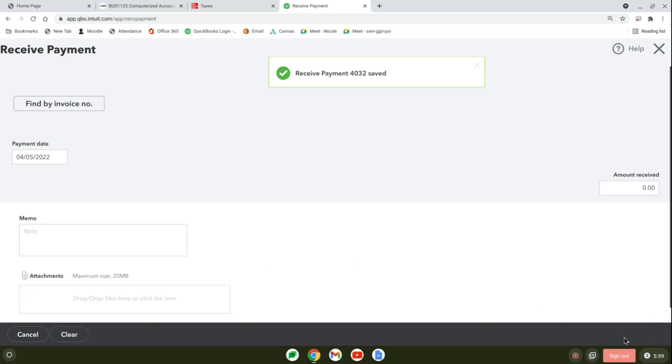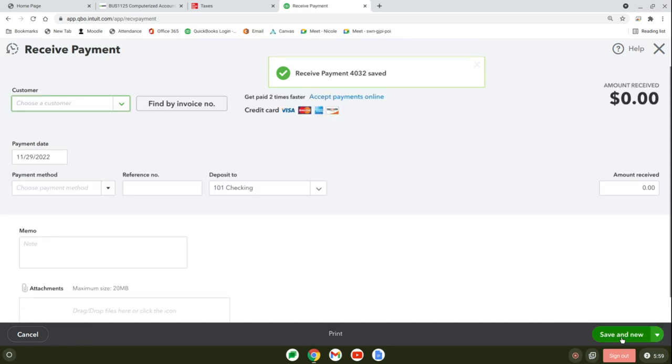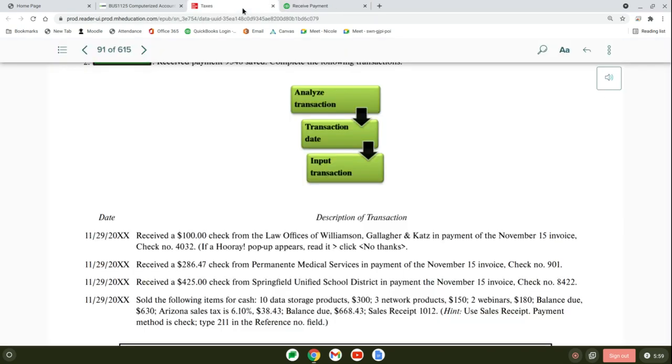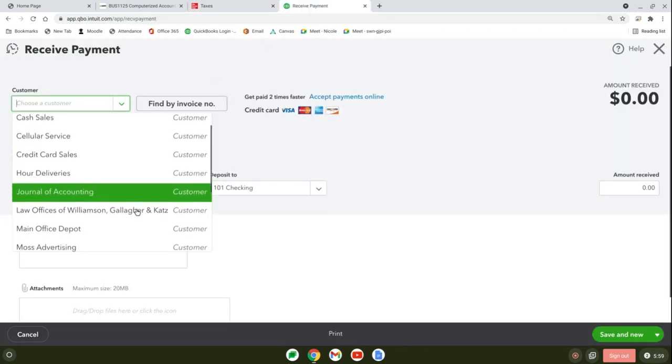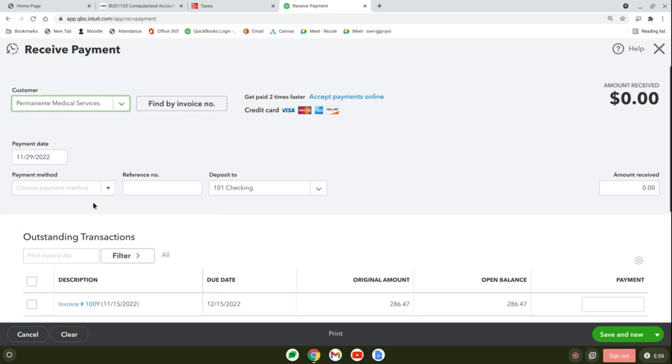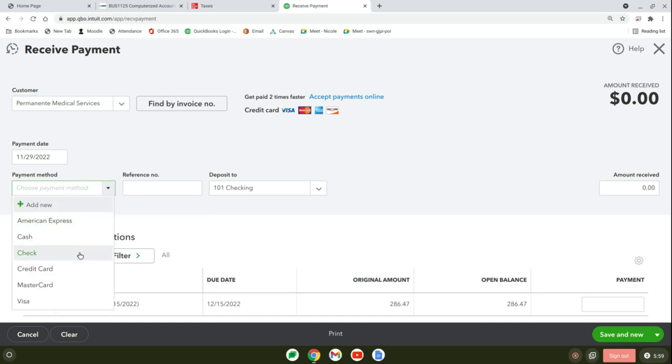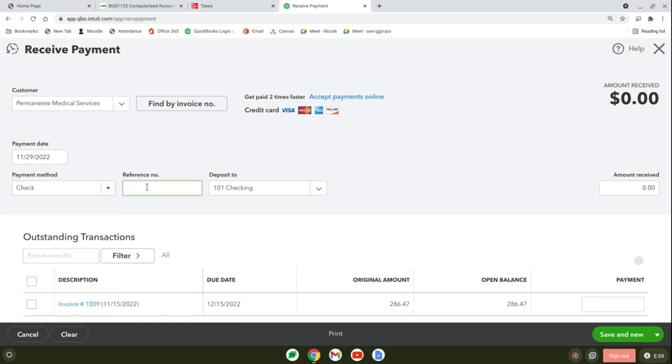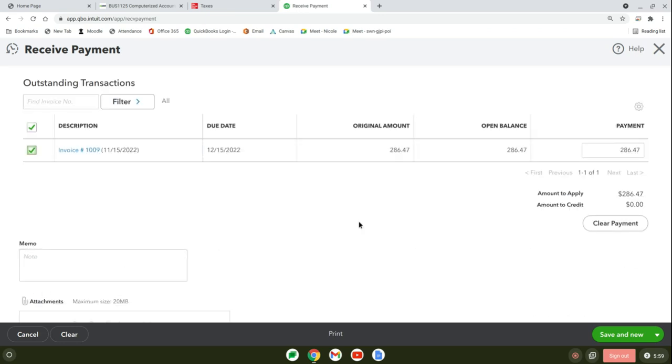The next one was we received $270 from Permanente Medical Services for the payment of, oh, well, no, that's not the right amount. Let me see what the right amount is. It's $286.47. I have a different edition of the book. We're going to do Permanente Medical, and they paid by check. The check number is 901. You're going to come down and select invoice 1009. They paid us in full of $286.47, and we're going to go save and new.